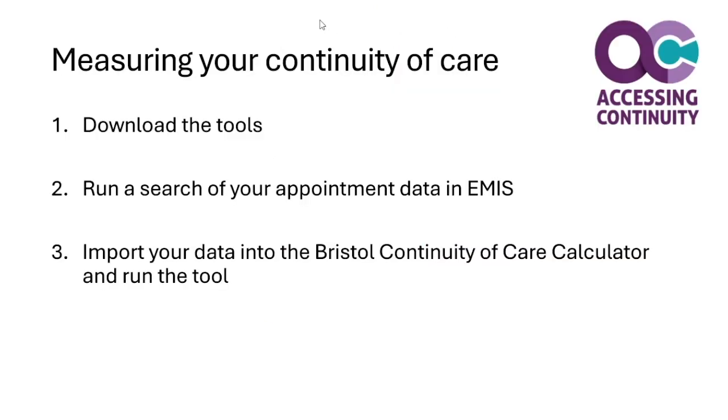Using the Bristol Continuity of Care calculator to measure the continuity of care in your practice involves three key steps. The first is to download all of the tools that you require, and we have provided these all for you. The second is to run a search of your appointment data in EMIS. But for the purposes of the training exercise, we have provided you with some mock appointment data to use. And the third step is to import this data into the Bristol Continuity of Care calculator and run the tool to give you your continuity scores.